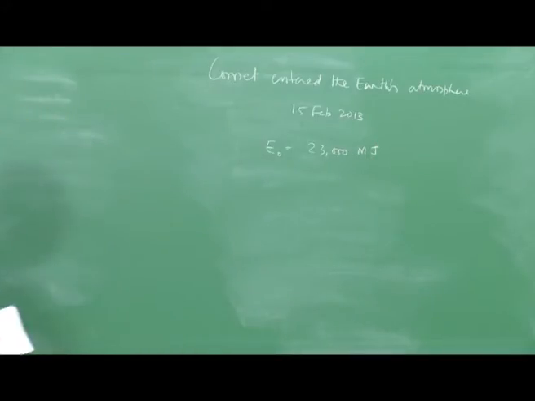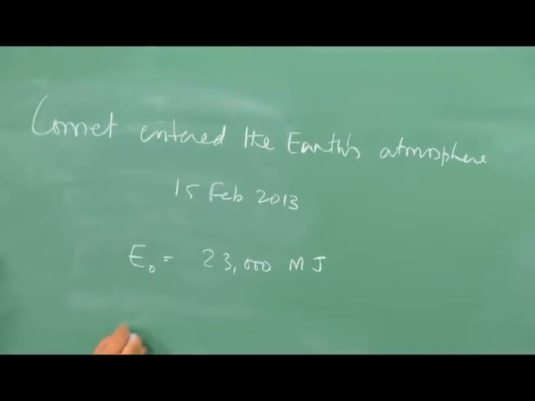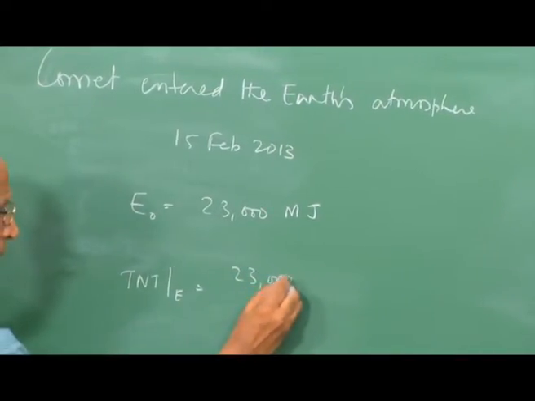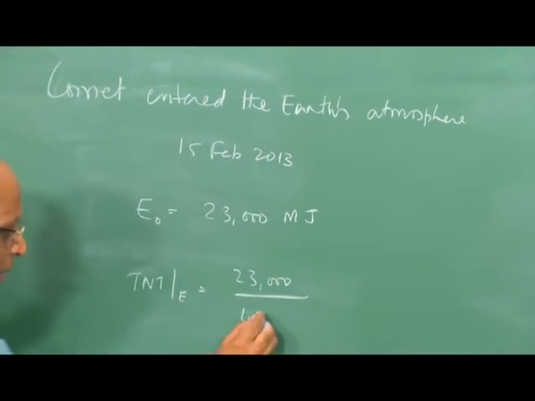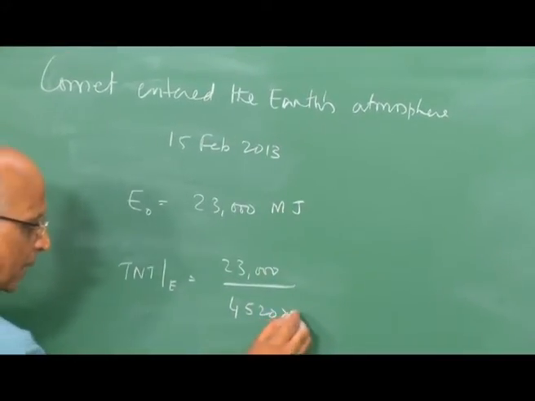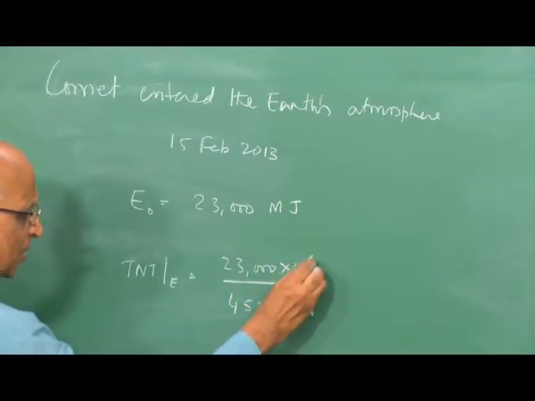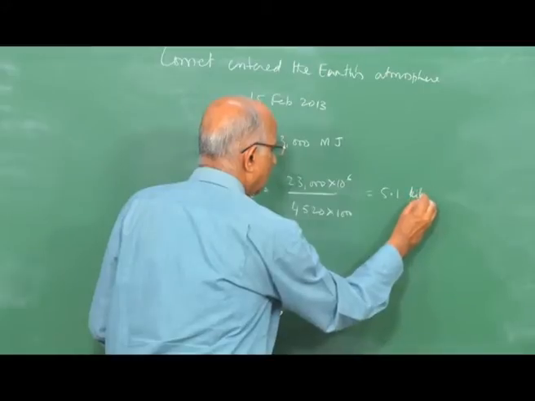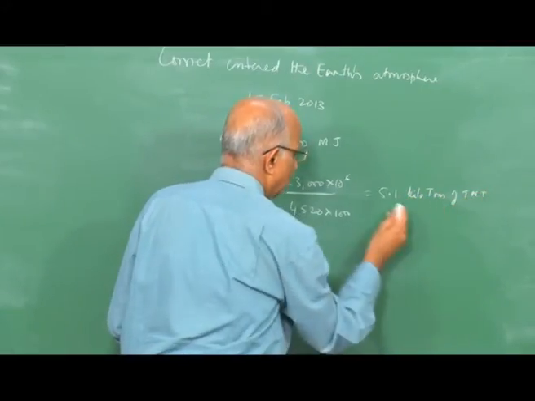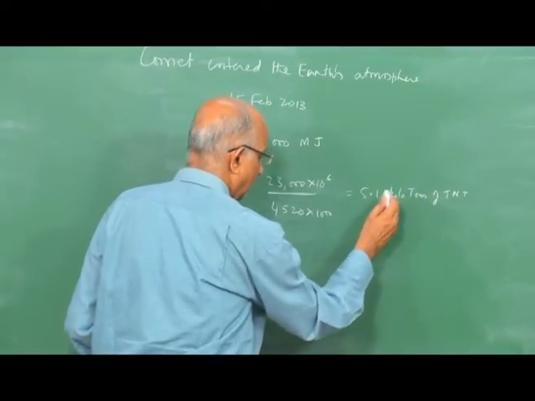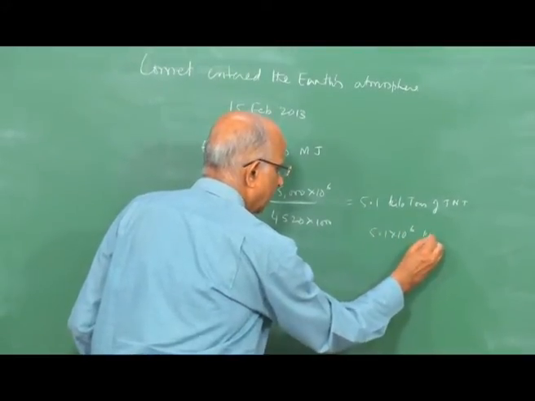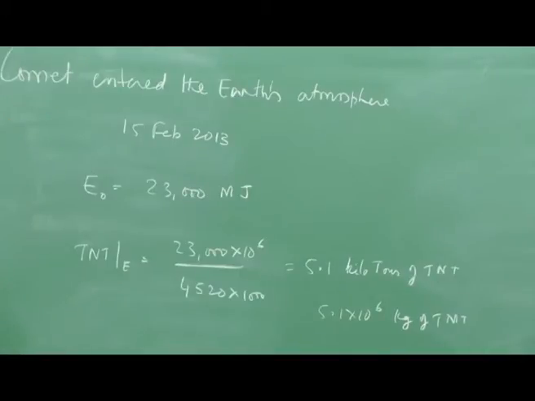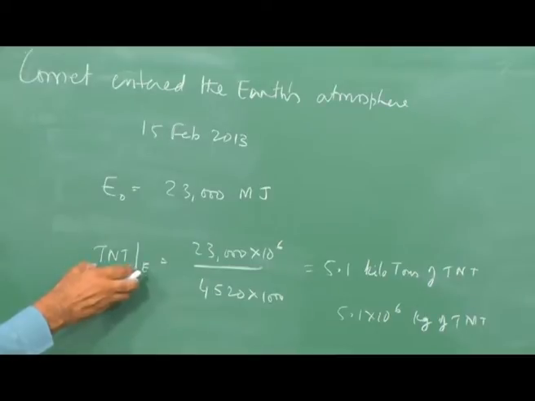megajoules. Therefore, instead of saying 23,000 megajoules is the energy associated, the mass of TNT which has the same energy as this particular explosion comes out to be 23,000 divided by the energy released per unit mass of TNT, 4520 kilojoules per kilogram into 1000 joules, this is into 10 to the power 6. This is the TNT equivalence, and this comes out to be equal to 5.1 kilotons of TNT. That is 5.1 into 10 to the power 6 kilograms of TNT. Therefore, this is how you get, for an equivalent energy, the value of TNT.